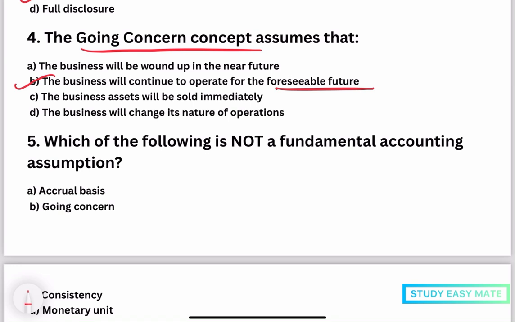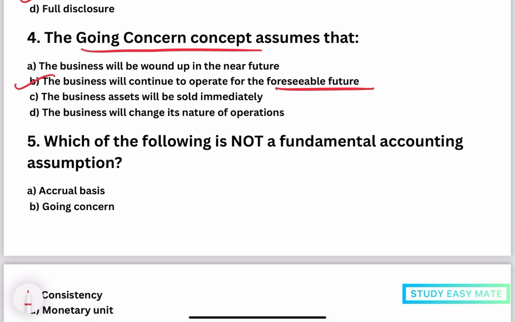In case you're not clear with any of the concepts, please get back to our previous videos. We uploaded 5 videos explaining each and every concept in the best way possible. So you can refer to the previous videos. Go to the playlist section and you can see the accounting principle playlist and you can find the videos.